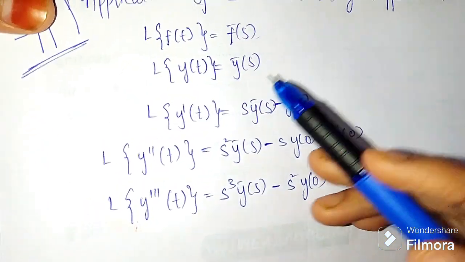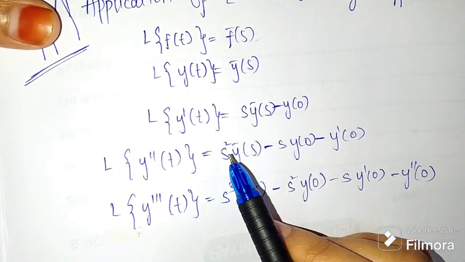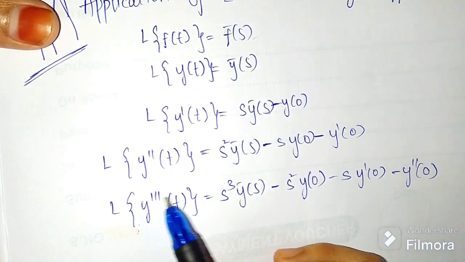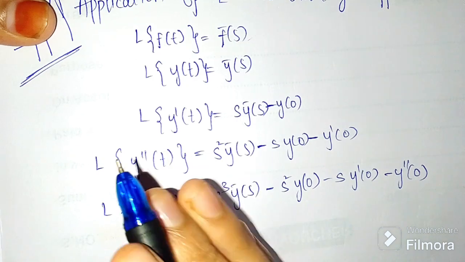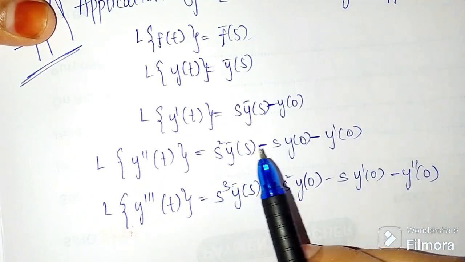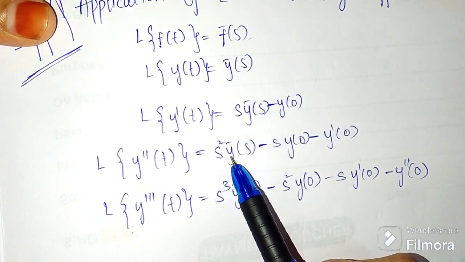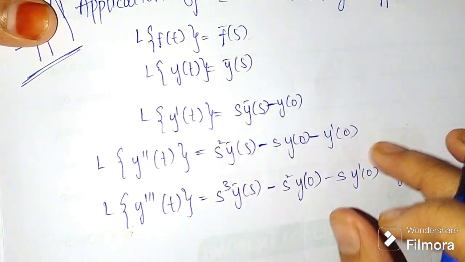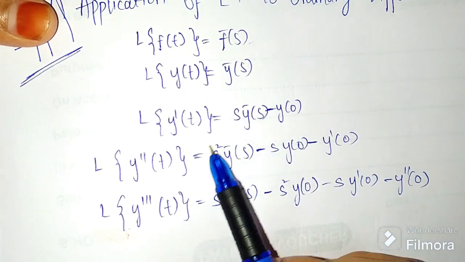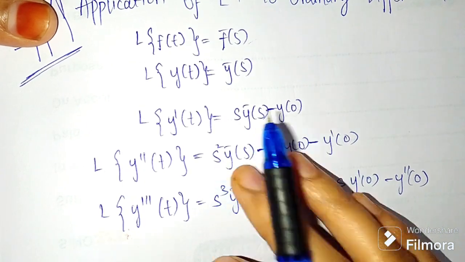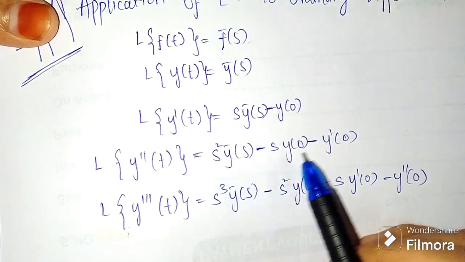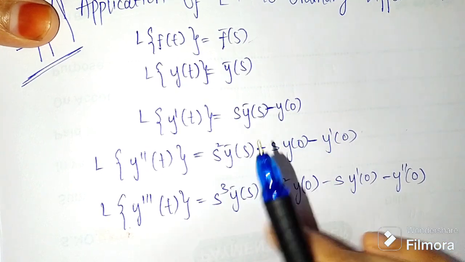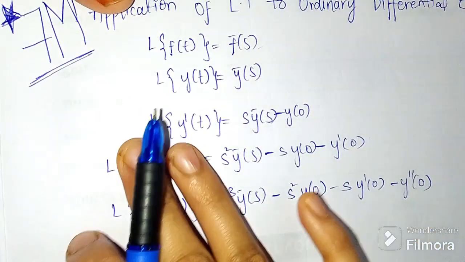So how to remember? Nothing. You just see, if it is 2, you'll start with s square. If it is 3, you'll start with s cube. Slowly the s power will decrease, and y bar of s, y of 0, y dash of 0, y double dash of 0, this continues. Okay, s powers reduce and these continue in this order. First y bar of s, then y of 0, then y dash of 0. Bar, nothing, dash. So this is how we need to remember.